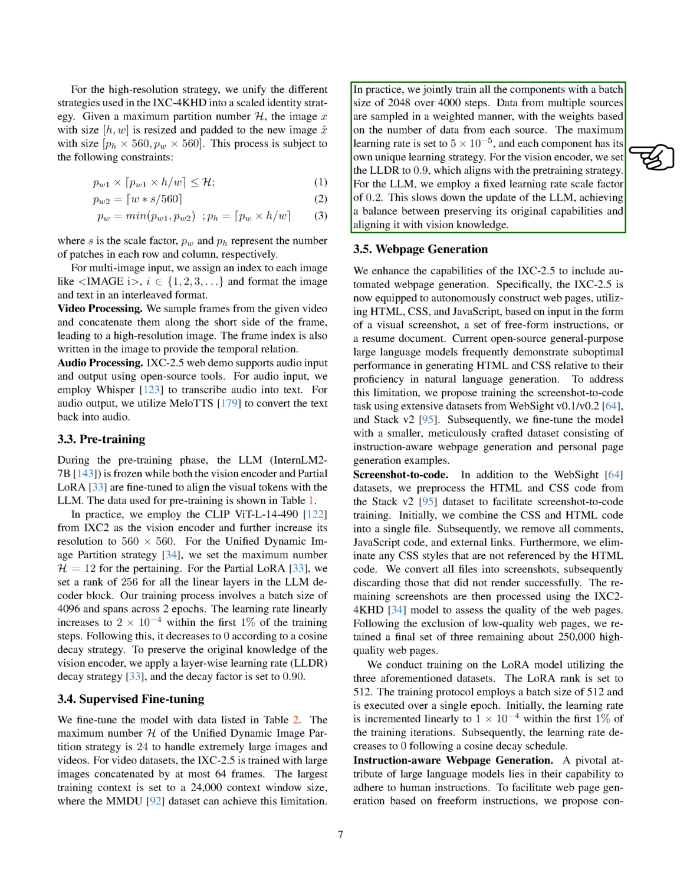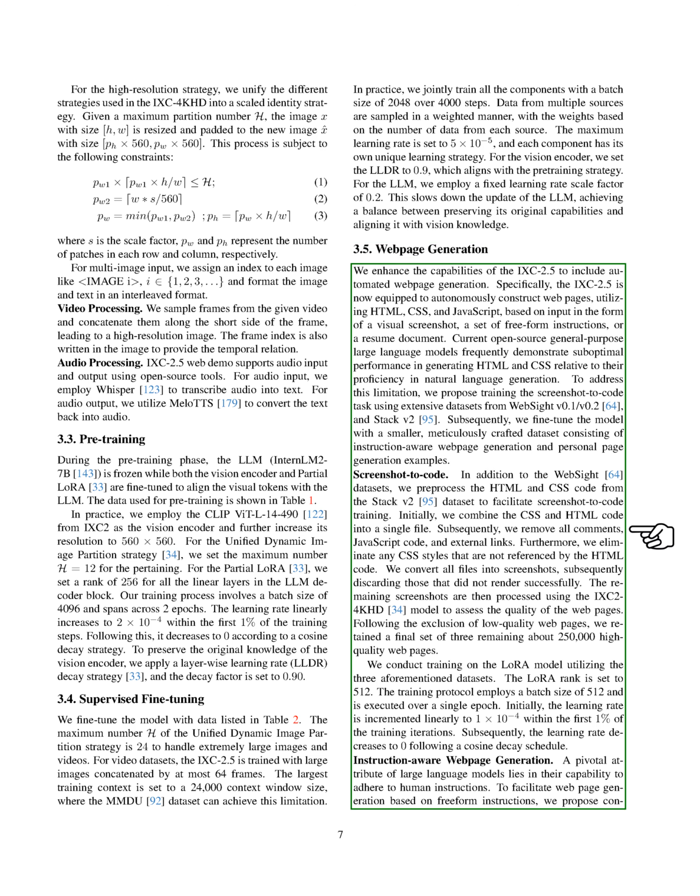Section: Web Page Generation. In this section, we have expanded the capabilities of the IXC2.5 by adding automated web page generation features. Our goal was to enable the IXC2.5 to create web pages independently using HTML, CSS, and JavaScript based on input like visual screenshots, free-form instructions, or resume documents. We noticed that existing open-source language models struggle with generating HTML and CSS compared to natural language tasks.